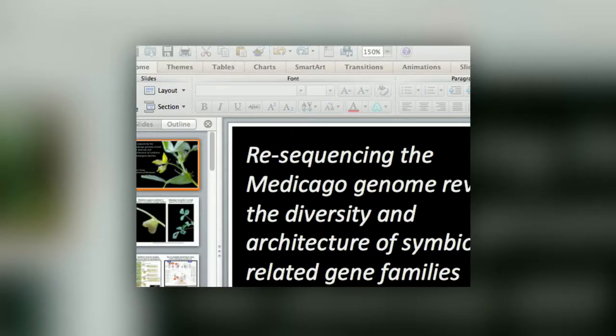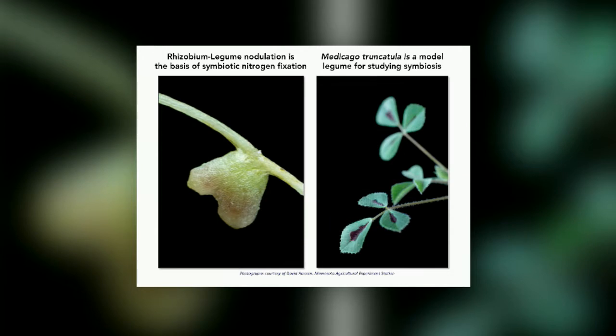The rhizobial legume interaction, nodulation, is a critical point. Symbiosis is central for nitrogen fixation, something that I'm sure everybody in this room knows about. And Medicago truncatula is a model legume for asking that question. There's a nice picture of Medicago, something you've probably seen in the hallway, because the University of Minnesota has really taken a lead in doing the analysis of it.